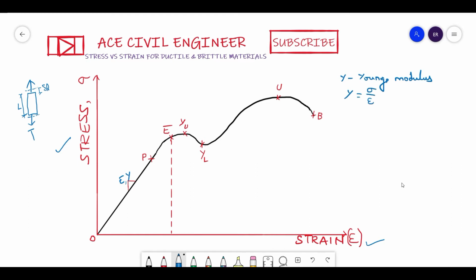This point P is the proportionality limit. Proportionality limit means, friends, from O to P, the stress and strain are directly proportional to each other, and the constant is called Young's modulus. Whereas from P to E it is a non-linear curve. You can see it is not a straight line here. It is non-linear in shape, something like this. Non-linear means it does not have a common slope here.